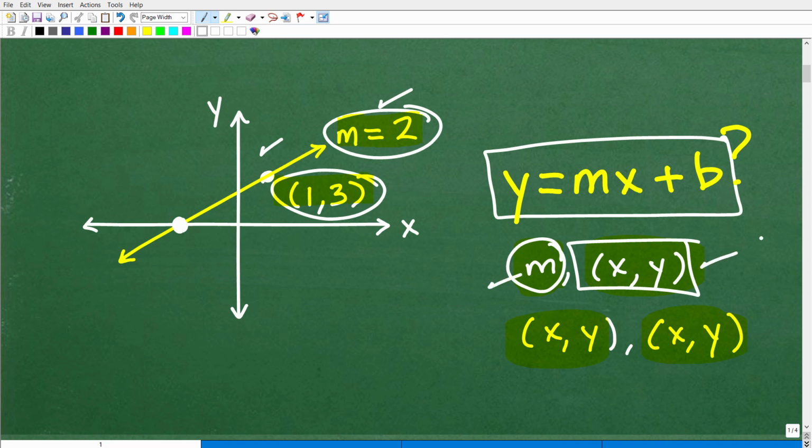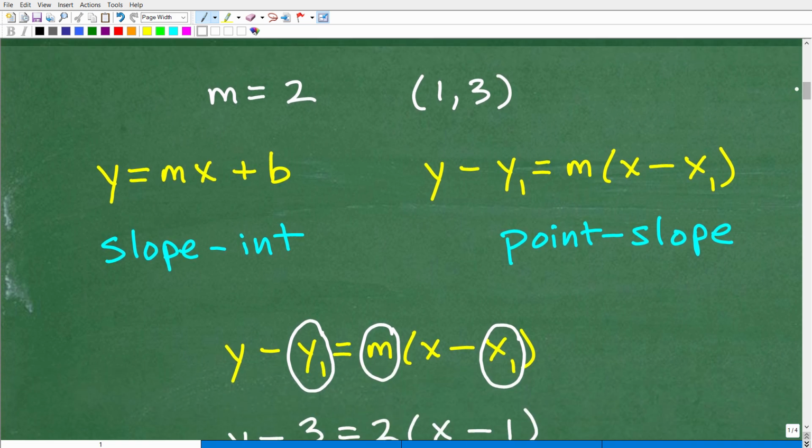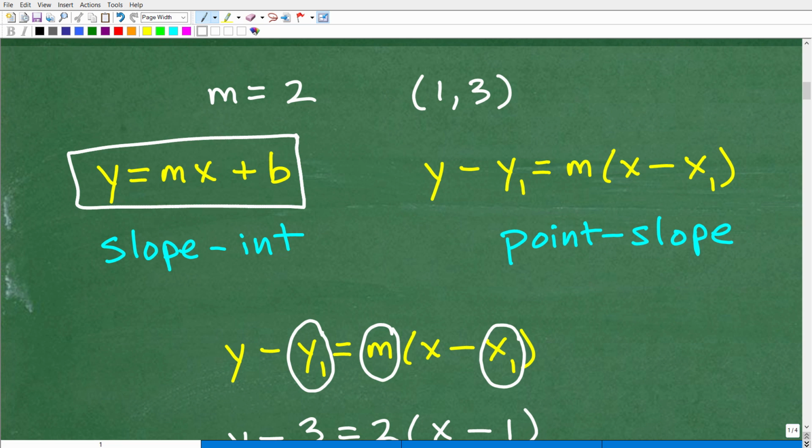And in this particular problem, we're going to find the equation to this line here, the linear equation of a line with a slope of 2 that goes to the point 1, 3. Okay, so how do we do that? Well, I'm going to show you this right now. You basically have two options, okay? So there's two formulas that you can use. The first is called the slope-intercept formula.